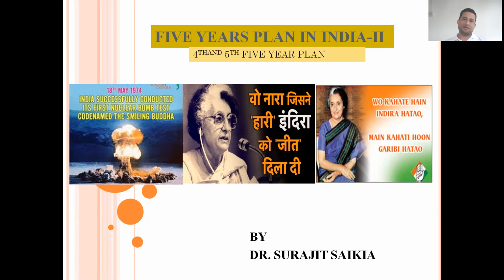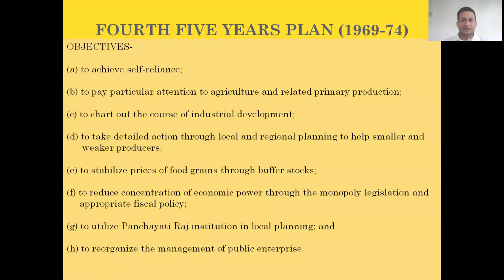So in the last class, we had discussed planned holidays in India, but I'm not going to repeat that class again. In today's class, I'm going to focus on the fourth and fifth five-year plans in India. So let's see, what are the key objectives of the fourth five-year plan in India? The period of the fourth five-year plan was 1969 to 1974.